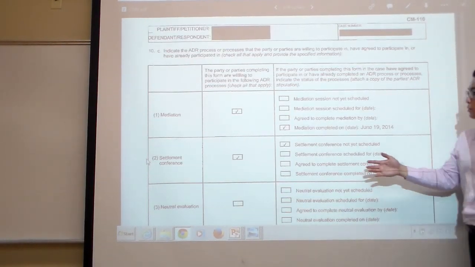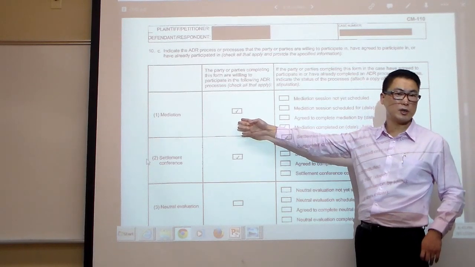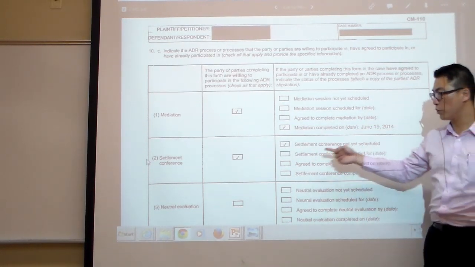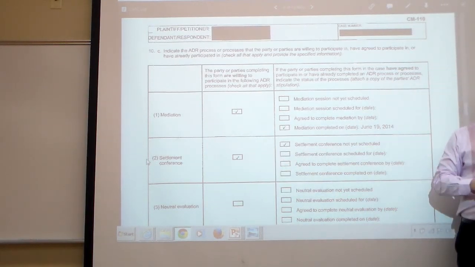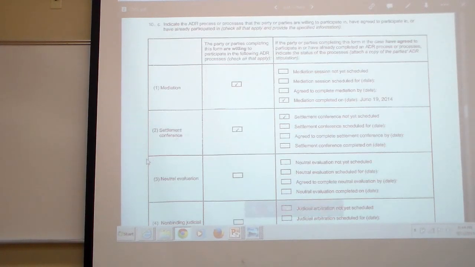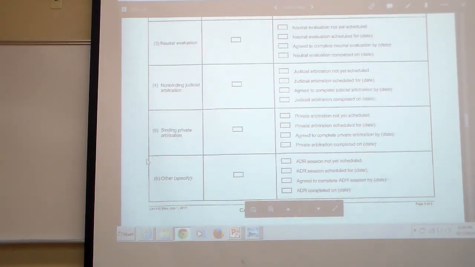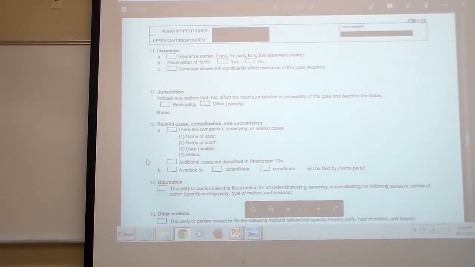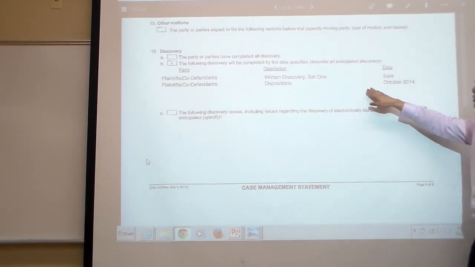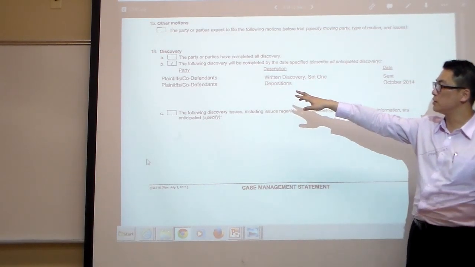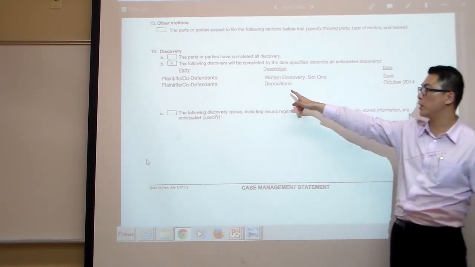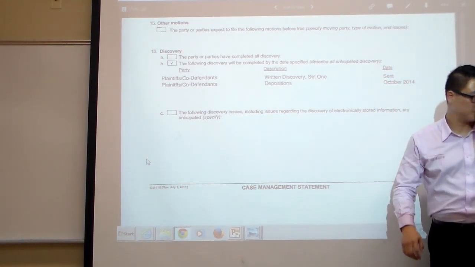And we plan to go to mediation. And in fact, it was completed on this date. Okay? And we agreed to go to a settlement conference, which was not yet scheduled. So you tell the court what you want. And we're planning to do this. Plaintiffs, co-defendants, we're gonna do written discoveries, which is sent. We're planning on doing depositions in October.